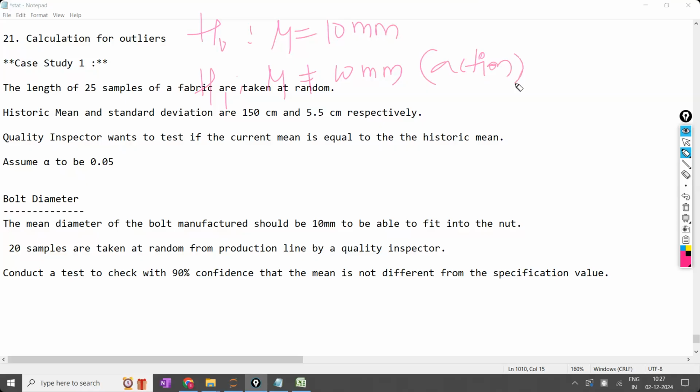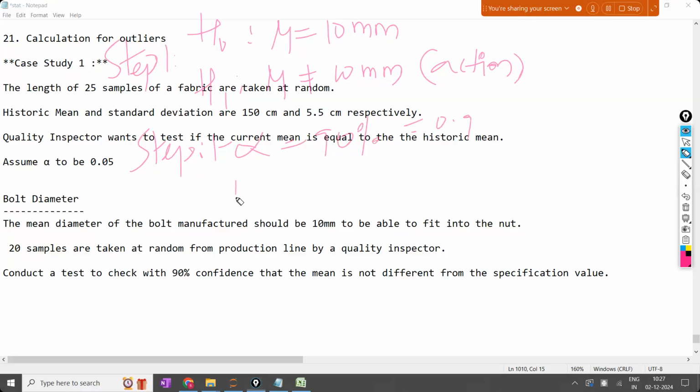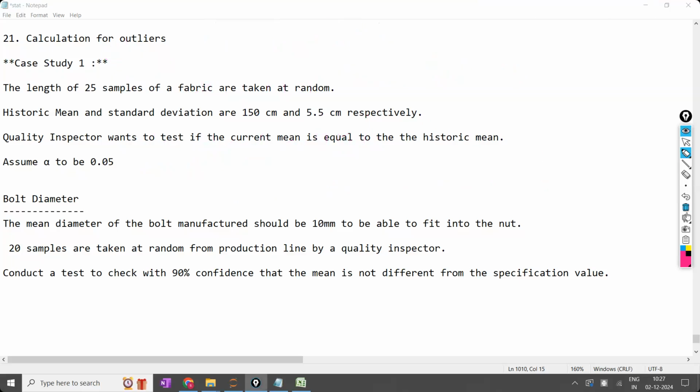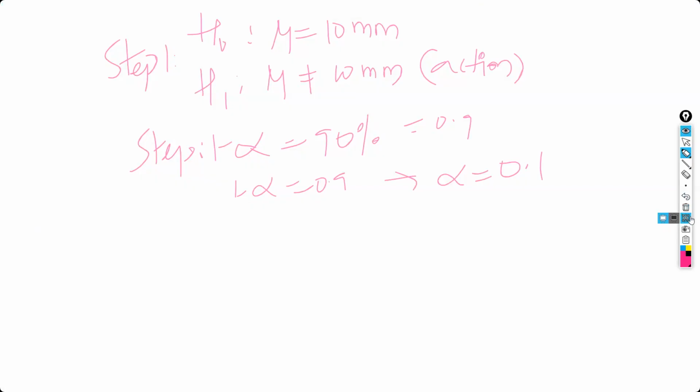Check the level of significance. What is the level of significance here? 0.9 is the confidence, that is 1 minus alpha is 90%. Alpha is 10%, which is nothing but 0.1. 1 minus alpha was given as 90%, which means 0.9. From this, alpha is equal to 0.1. In the question, they have given the confidence, not the level of significance.